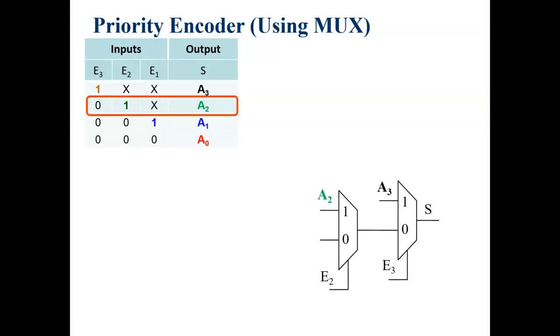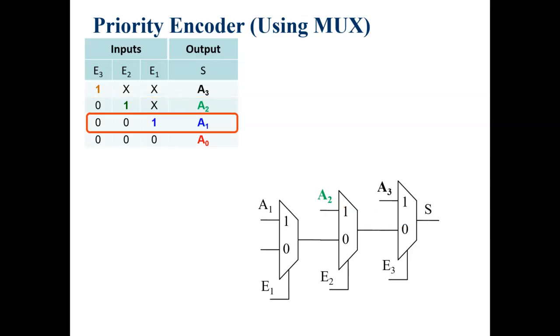Okay, now the second condition, with E3 equal to 0. Who will pass? A2 will pass. Why will A2 pass? Since E2 is 1, A2 will come from here. Got it? And now if both E3 and E2 are 0, it depends on E1. If E1 is 1, A1 will pass.